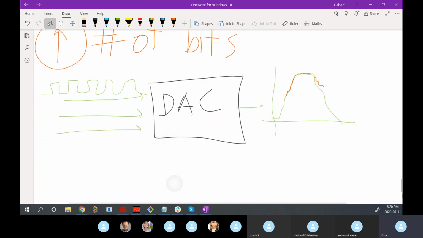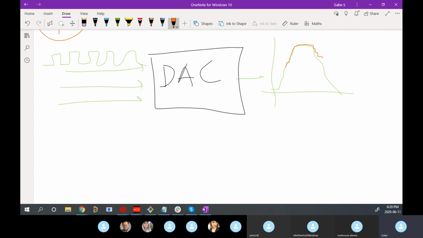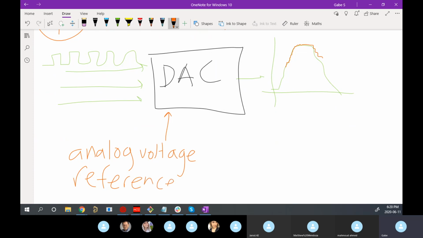And like with the analog to digital converter, you have an analog voltage reference you can use. This will define the full scale range of the analog signal you put out, right? So if I put 5 volts on this pin, my signal can go up to 5 volts and no higher.